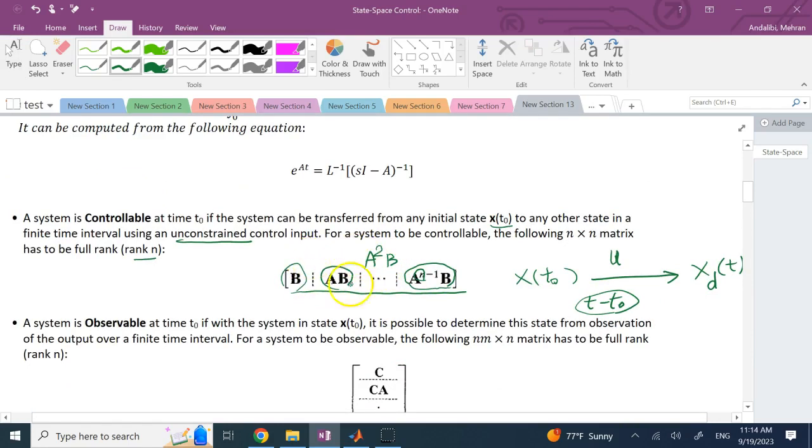And so this matrix is going to be n by n, or 3 by 3, this augmented matrix. And then we'll look at the rank of this matrix, see if it's rank 3 or not. If it's full rank, then we say the system is controllable.